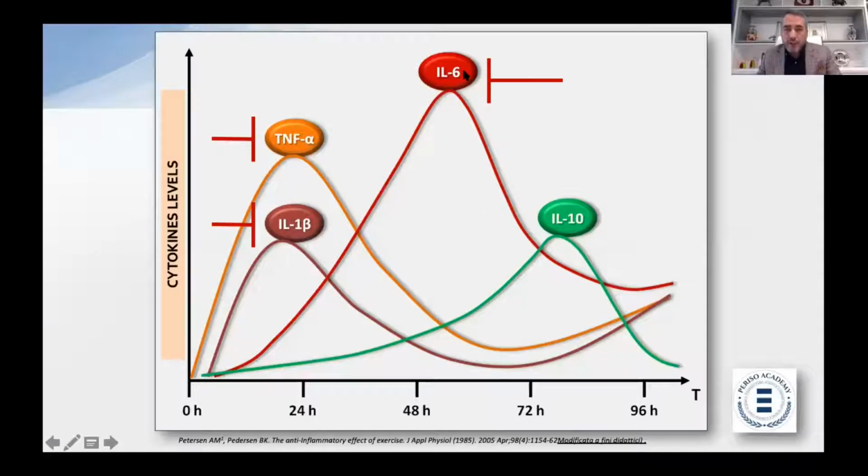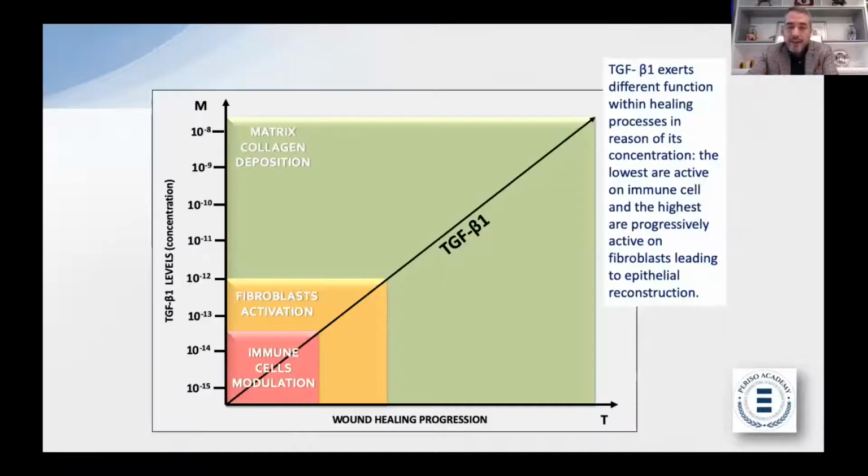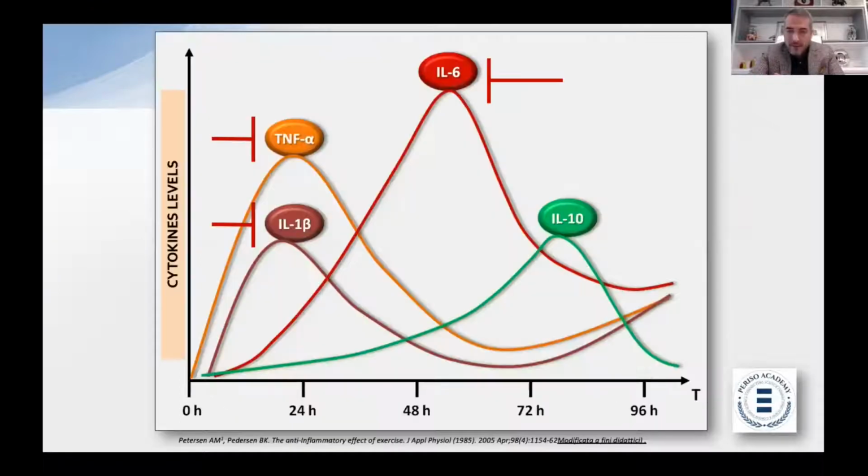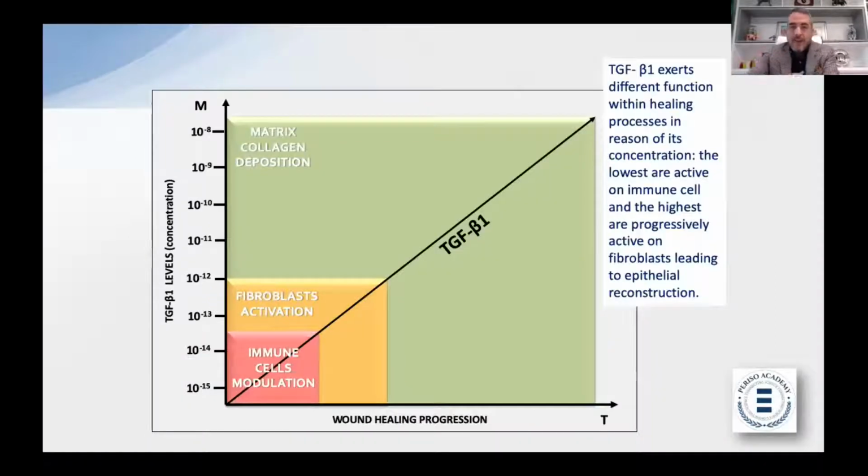It's important to control interleukin 6 at the moment it starts to increase the inflammatory disease. Normally, at this point, interleukin 10 increases and starts to upregulate TGF beta. TGF beta is very important. First, it modulates immune cells. It normally increases with interleukin 10.